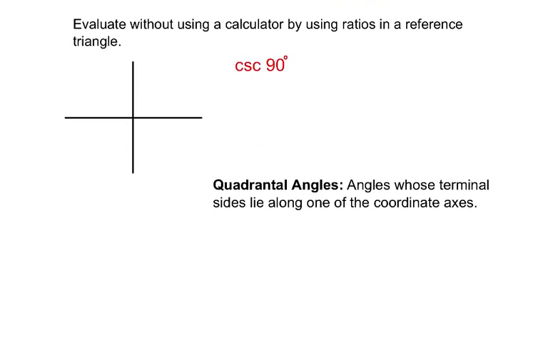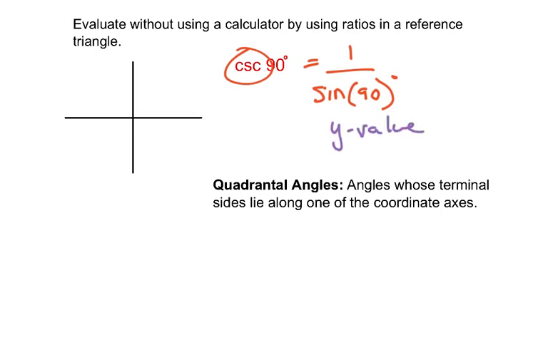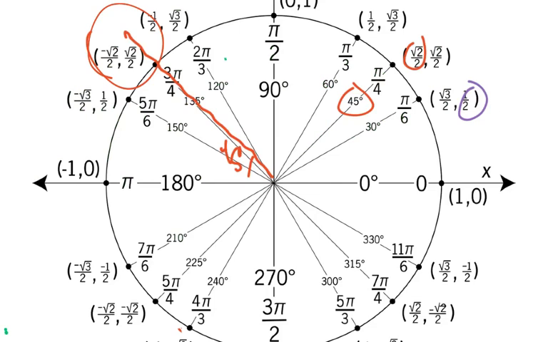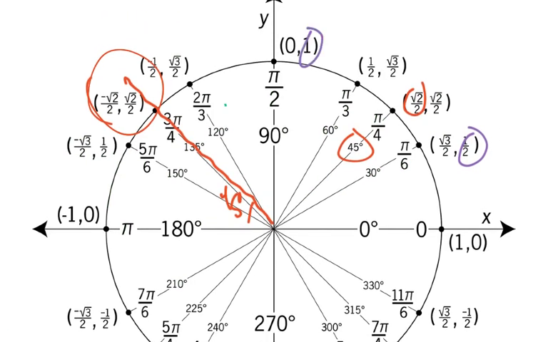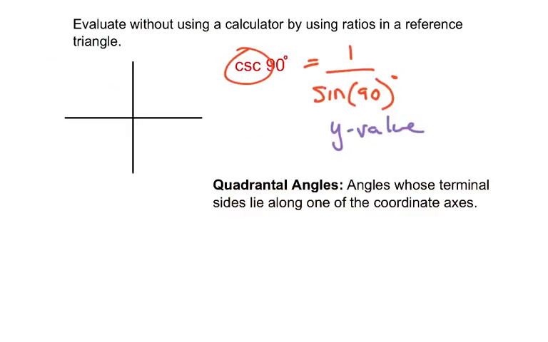Alright, continuing on here, we have cosecant of 90. Interesting part about cosecant, of course, is that it's related to sine, so we're looking for 1 over the sine of 90. Sine is your y value, and so we're looking for the y value at 90 degrees. Y value at 90 degrees is 1. And so we have 1 over the sine of 90, which is 1 as well, and so 1 is our answer for the cosecant of 90.